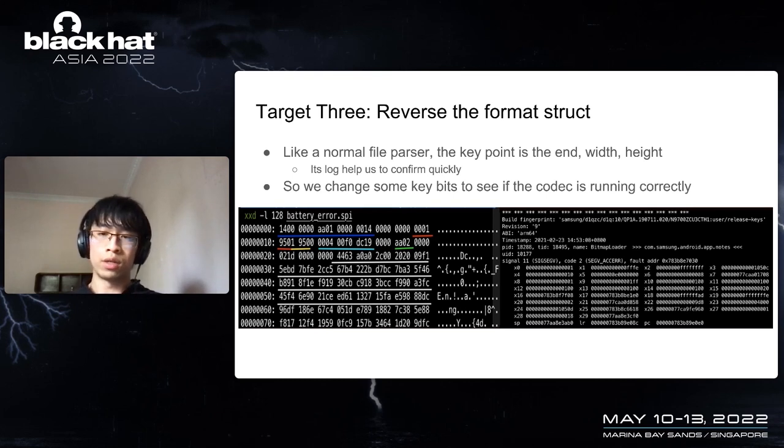Therefore, we focused on reverse analyzing the parsing logic for the key boundary values and changed some key bytes to see if the code was running correctly. To our surprise, we easily found an out-of-bounds write vulnerability. This leads us to believe that this piece of code is untested, and we found dozens of vulnerabilities based on fuzzing.